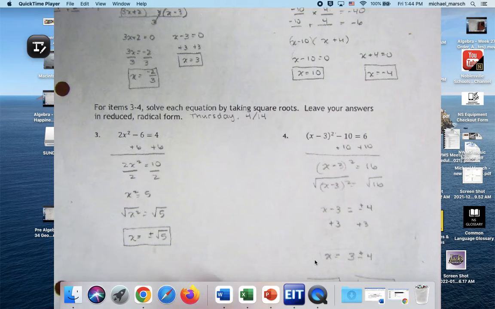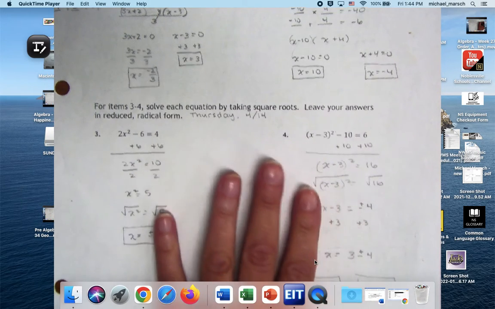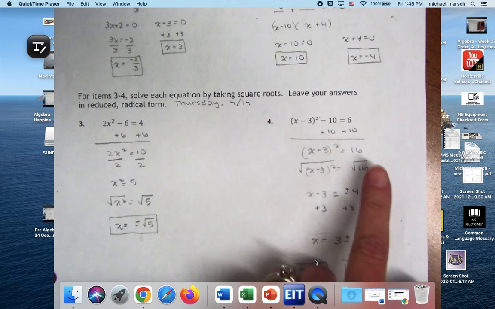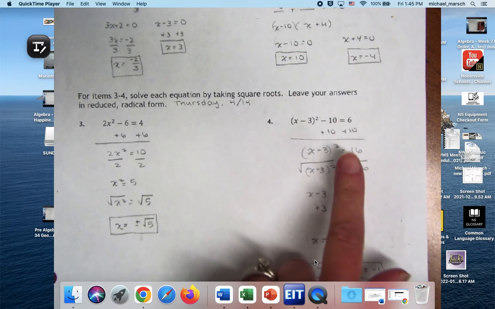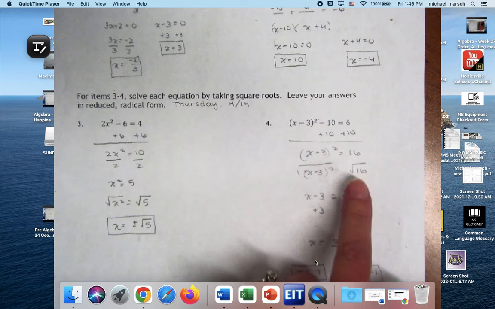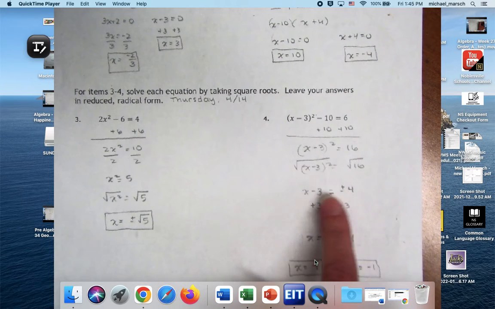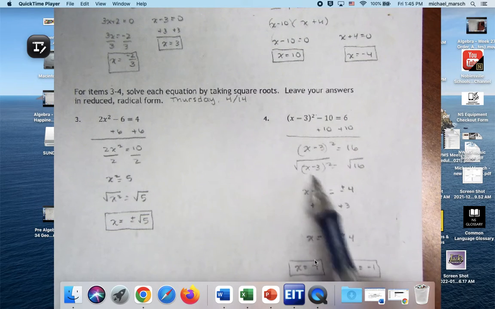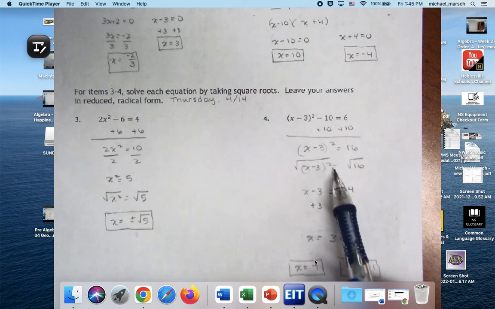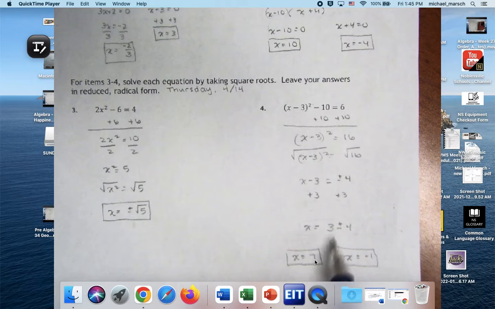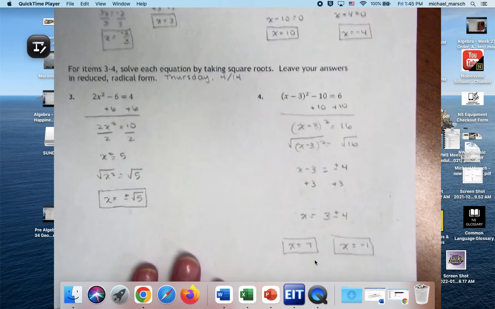Okay. So then on number 4, similar process. I have to get rid of this negative 10. So I then have x minus 3 squared equals 16. I take the square root of both of these. So I'm going to be left with x minus 3 equals positive or negative 4, right? When I take the square root of this quantity, all I'm left with is one of them, not 2 of them. So then I add 3 to both sides right here. So 3 plus 4 is 7. 3 minus 4 is negative 1.